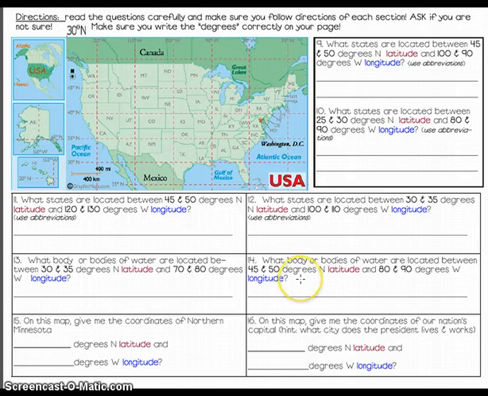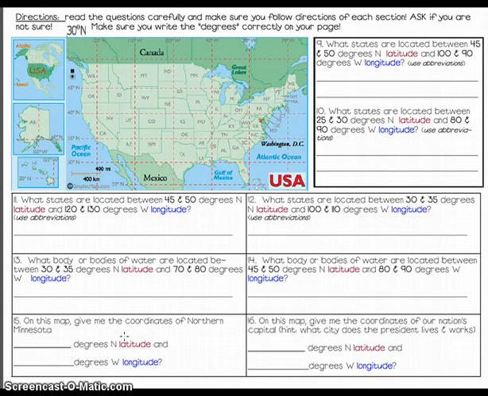14. What body or bodies of water are located between 45 and 50 degrees north latitude and 80 and 90 degrees west longitude? Pause and mark your answer.